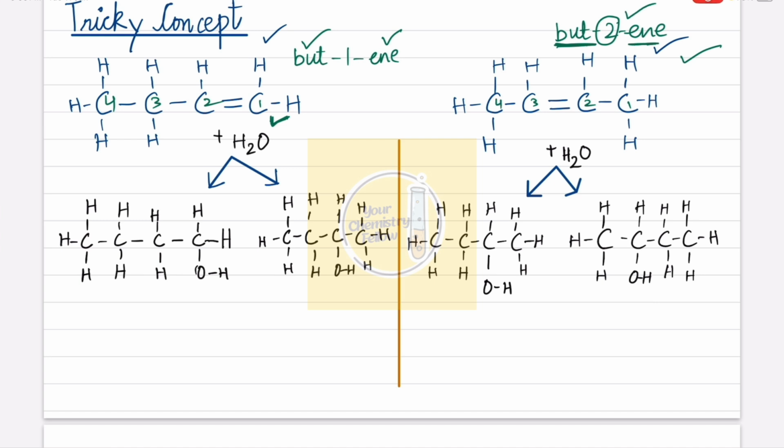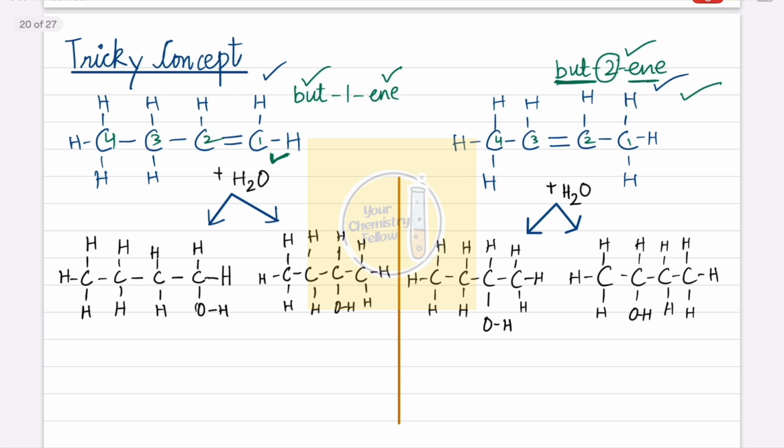Now in but-2-ene you see here that on both sides of the double bond there are the same groups of atoms. So these types of alkenes are known as symmetrical alkenes. What are symmetrical alkenes? Alkenes in which the same group of atoms is present on both sides of the double bond.